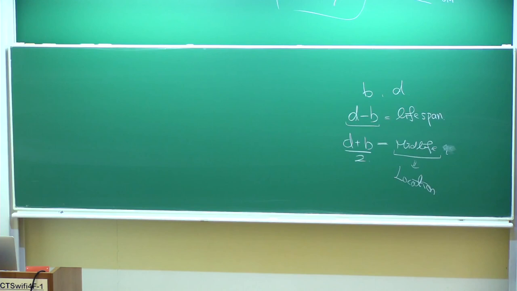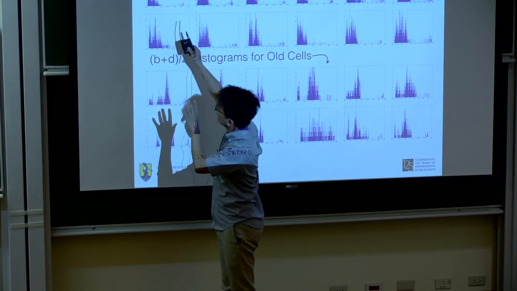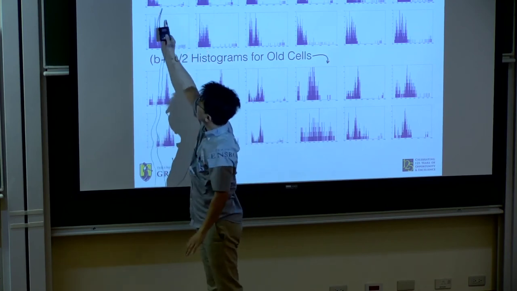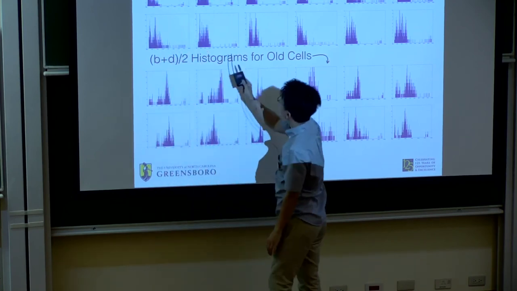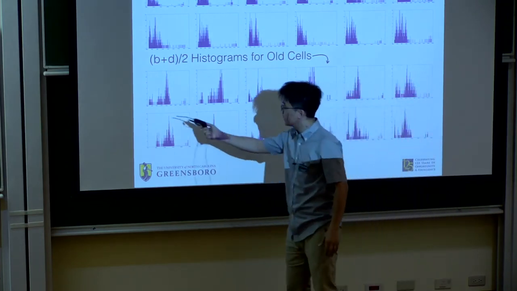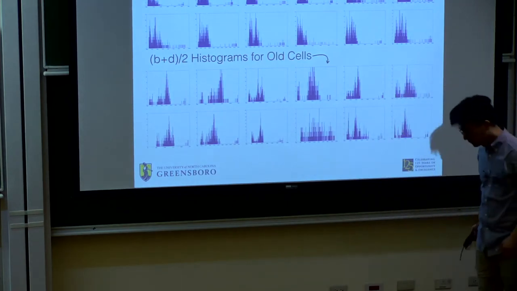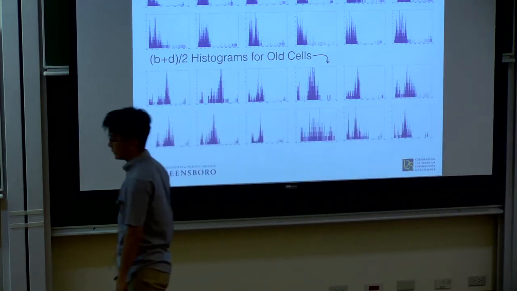If you look at this, the top panel is for the new cells. So it looks like all of the generators are located in the lower end. Okay? And for the old cell, it looks like all the generators spread out. Can we further quantify this?